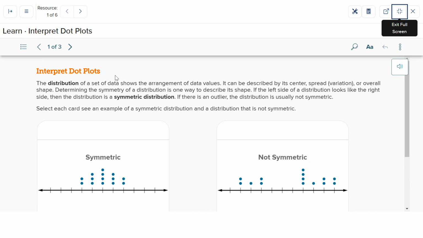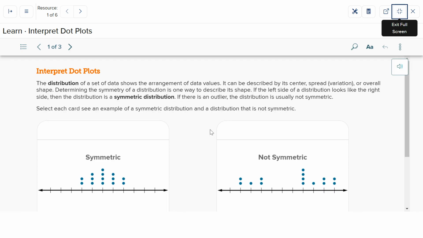Interpret dot plots. The distribution of a set of data shows the arrangement of data values. So the distribution means the spread, or the way that the data is. It can be described by its center, like the mean or the median or whatever's in the middle, the spread or the variation, or the overall shape. Determining the symmetry of a distribution is one way to describe its shape. If the left side of a distribution looks like the right side, then the distribution is a symmetric distribution. If there is an outlier, the distribution is usually not symmetric. So symmetric means it's the same or very close to the same on both sides.